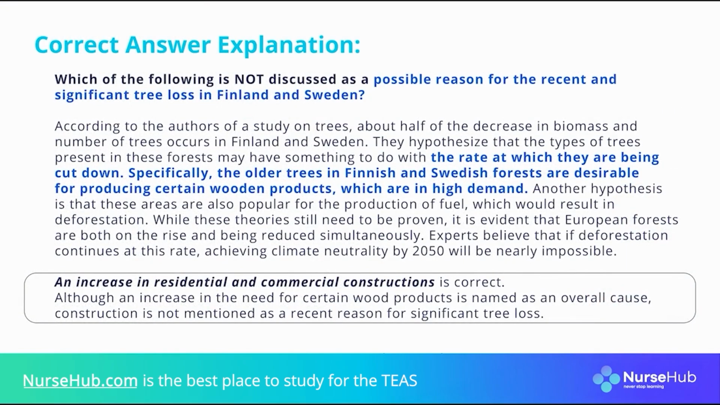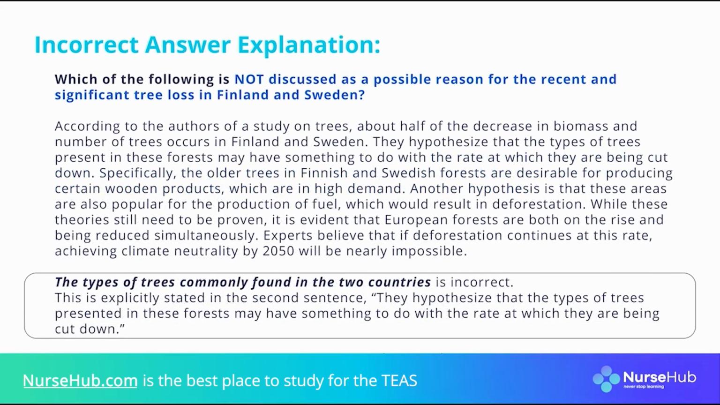Okay, so our correct answer here is an increase in residential and commercial constructions. So, although an increase in the need for certain wood products is named as an overall cause, construction is something that is not mentioned as a recent reason for significant tree loss. So, this answer is correct. It is not mentioned in the passage.